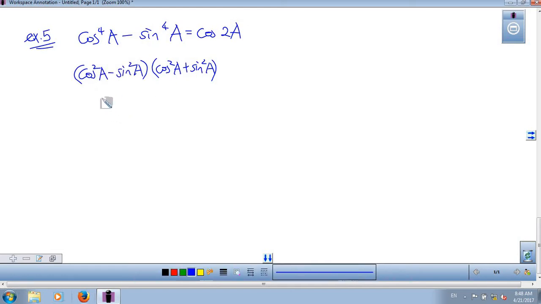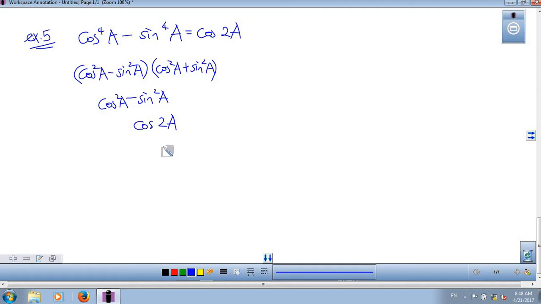And after that, you can recognize that cosine squared a plus sine squared a is simply equal to 1. So this is simply cosine squared a minus sine squared a times 1, by the Pythagorean identity. And then cosine squared a minus sine squared a is equal to cosine of 2a. So this is a pretty straightforward one.